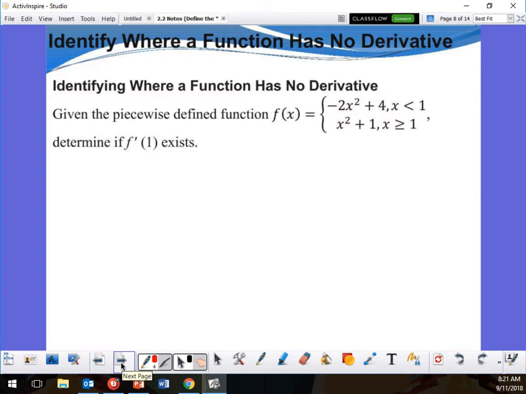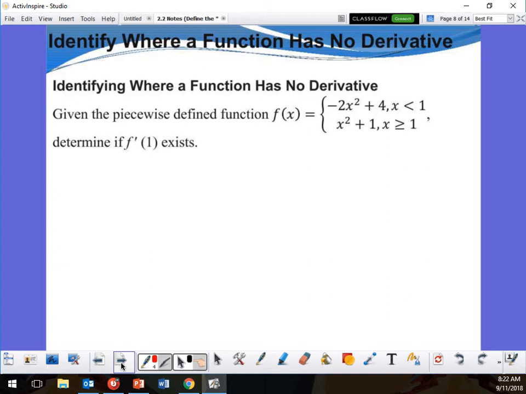Okay, there we go. Given piecewise defined function right here, determine if f prime of 1 exists. Now, the definition of this says that to take a derivative, I need a couple things to happen. It has to be what? Continuous. Has to be continuous, right? And then the slopes, okay, either side, it shouldn't be a pointy point. So it's not going to change signs at that right there.